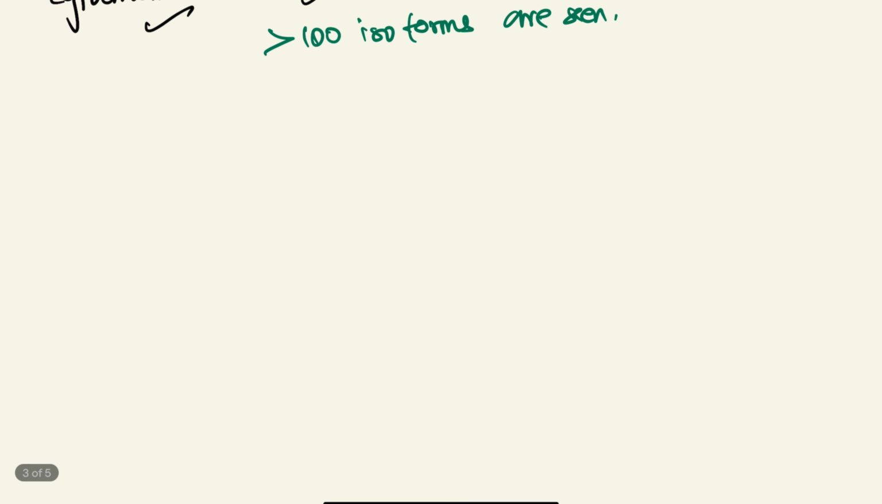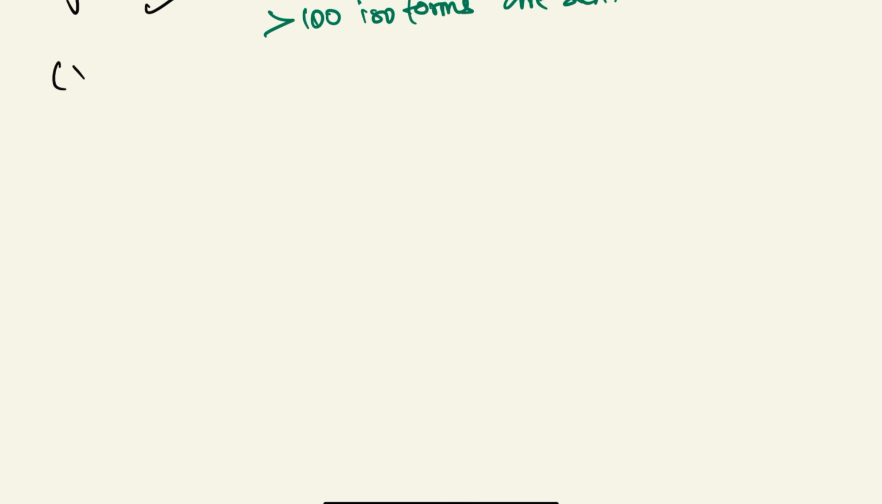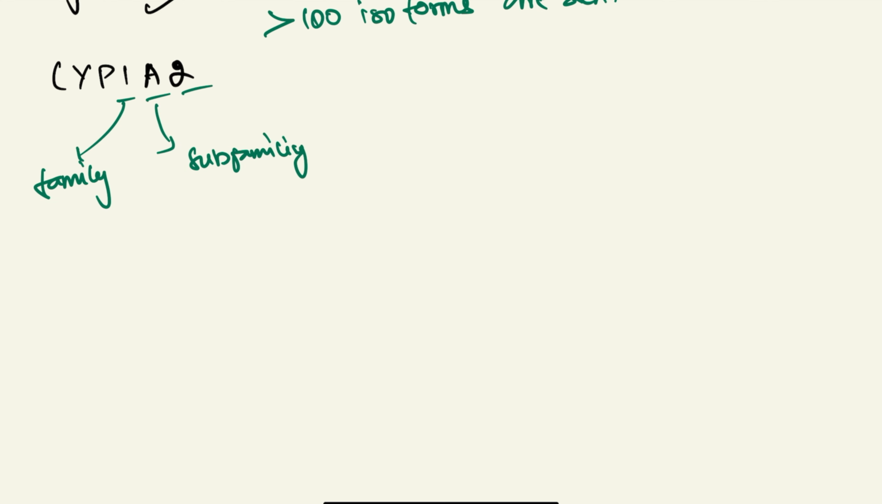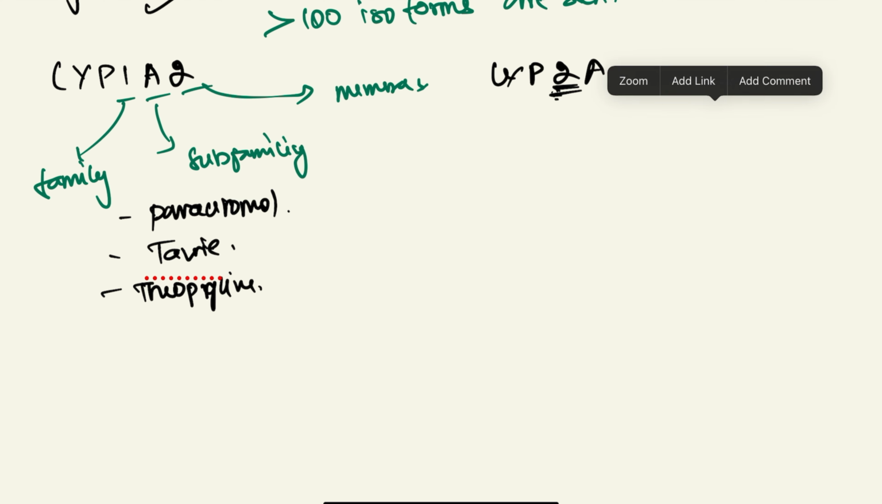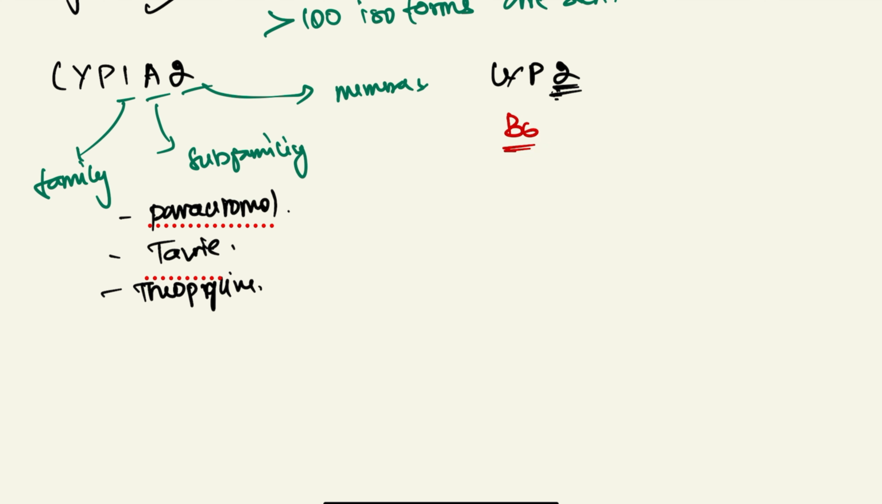Now we're going to see the major drugs metabolized by the cytochrome P450 isoenzymes in humans. There are multiple isoenzymes, of which we are going to see only a few. The first one is cytochrome P1A2. What does this mean? 1 refers to the family, A refers to the subfamily, and 2 refers to the member. The most important drugs metabolized by cytochrome 1A2 are paracetamol and theophylline. It is very important to remember these two drugs.